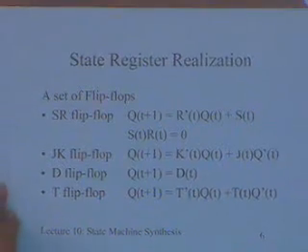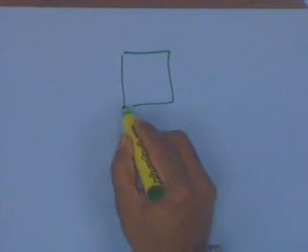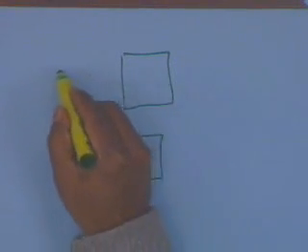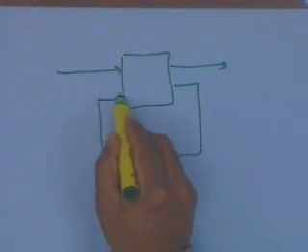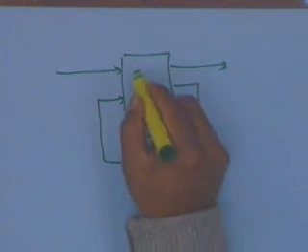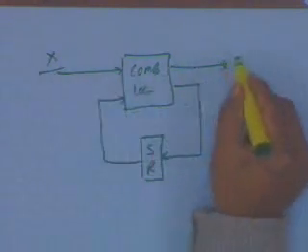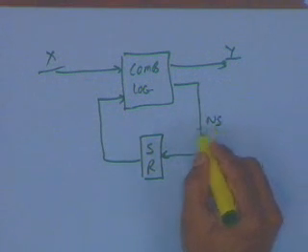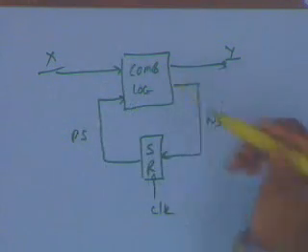So now, what was the problem? The realization problem was: given the state machine, I have a set of inputs. This is my state register. This is nothing but some combinational logic. This is X input, this is Y, this is next state, and this is present state, and this is clock. So I have two problems here. This is the general structure for a Mealy model.